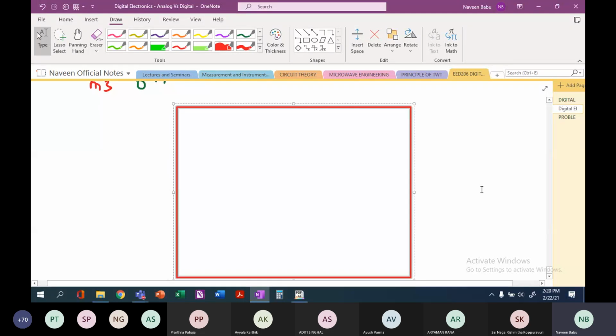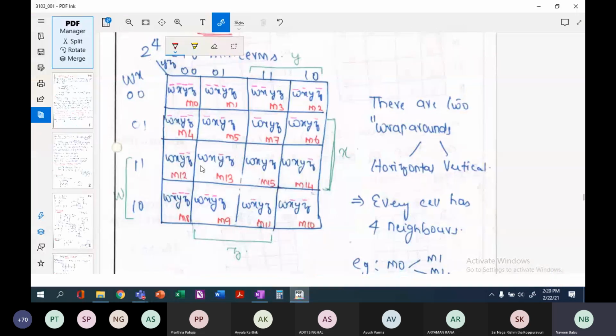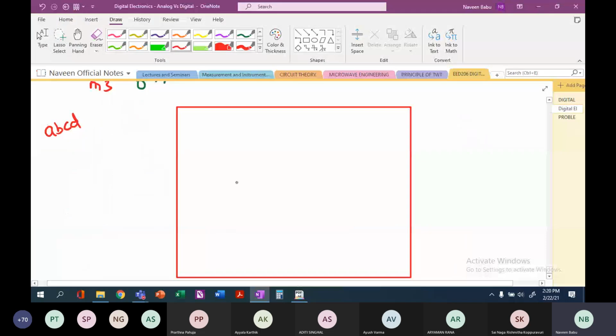So what are the variables I'm going to use? I'm going to use the variables A, B, C, and D. Otherwise, as per the notes, I have W, X, Y, Z, but let me use A, B, C, D. So I can split any way as I like. Either I can split as AB and CD, or AD and BC, or AC and BD. Is there any other combination possible? Any combination is possible. All you need to think is the number sequence must be right.